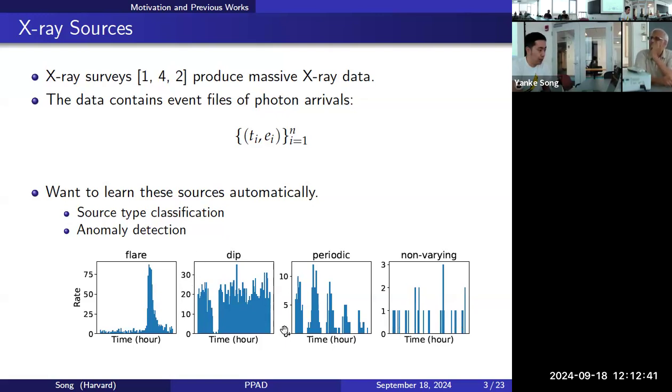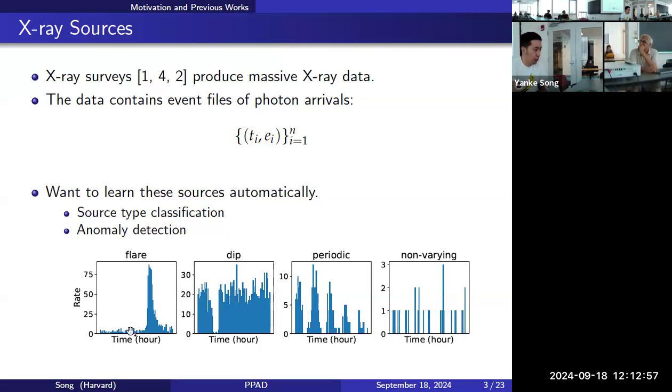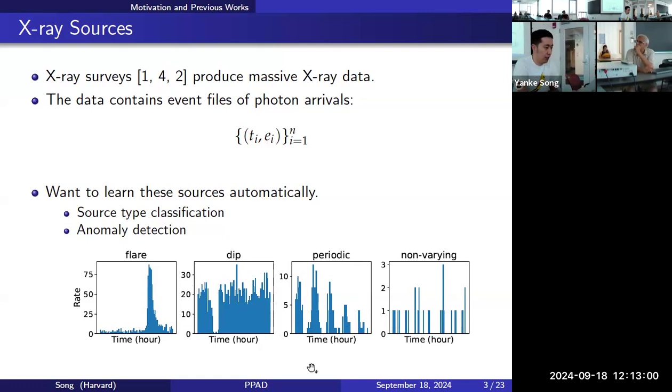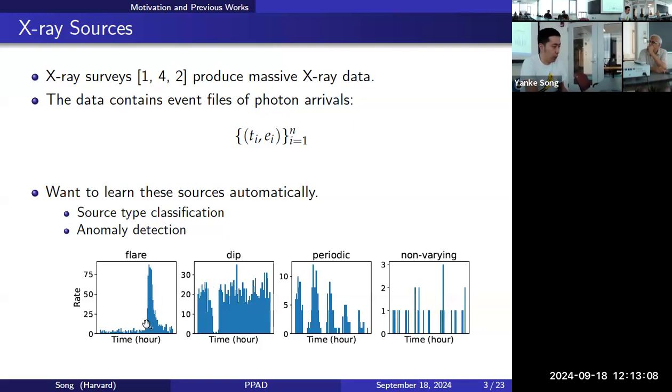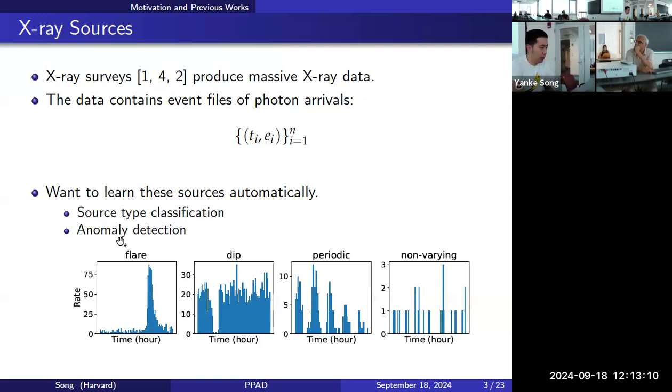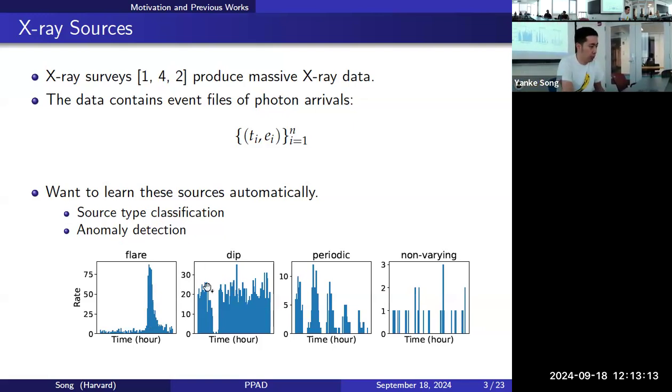So we have a massive amount of this kind of X-ray data, and it's just impossible to look at all these histograms by eye. So one would like to do some learning automatically. By learning, I mean different kinds of tasks. For example, source type classification. This flare and this periodic source are obviously different types of sources, and we would like to classify those if we can directly operate on these event files. And obviously anomaly detection: we would like to, for example, detect these flares and dips using some automatic pipeline.